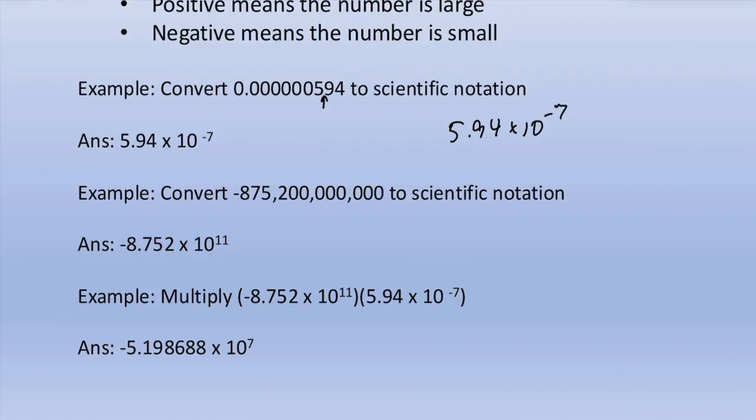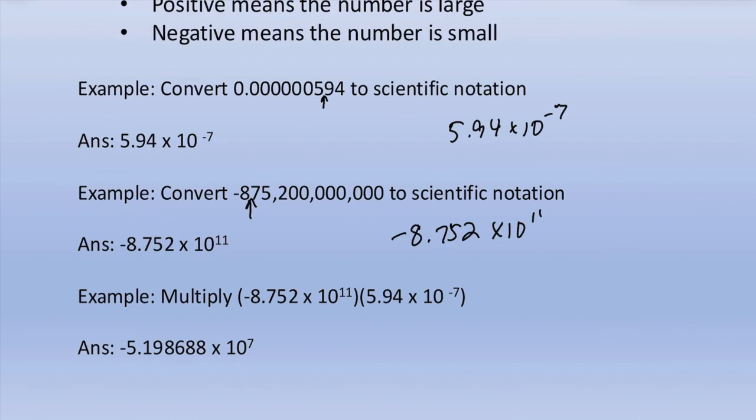Okay, now let's do the same thing here. We want our decimal to go right there. So -8.752. And then let's count the jumps. So our decimal place should be here. So it's 1, 2, 3, 4, 5, 6, 7, 8, 9, 10, 11. So it would be times 10 to the 11th.